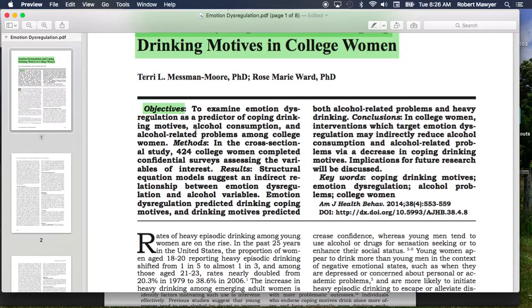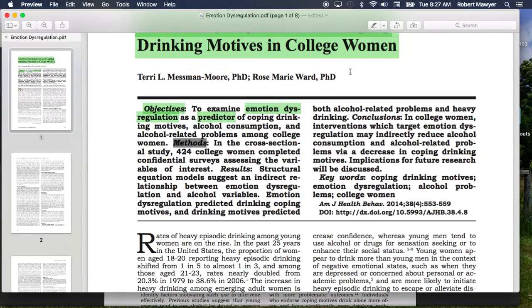Now again, that sounds pretty complicated, but let's just slow down and break it down. What they want to do is see if this thing, emotion dysregulation, which we don't even know what that is yet, but just be patient, predicts these other behaviors. And remember what I said in class, that social scientists are looking to see if some things help us predict other things, or if some things are connected in some way to other things. So here, does emotion dysregulation help predict drinking to cope, alcohol consumption in general, and any sort of problems that are associated with alcohol among college women? So that's what they want to study. Seems pretty simple.